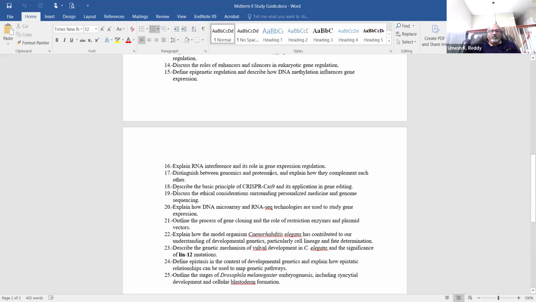So here is question number 18. Describe the basic principle of CRISPR-Cas9 and the genome editing. Last class we discussed what is CRISPR. CRISPR is a part of bacterial immune system. What is the definition of CRISPR? Clustered, regularly interspaced, short palindromic repeats.